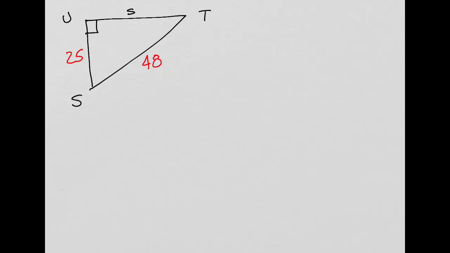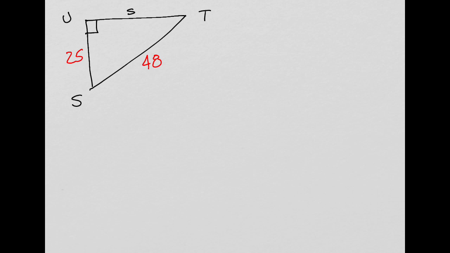To solve a right triangle means to find all three side lengths and the measures of all three angles. Certainly we know one of the angles is 90 degrees, so we're really just looking for the two acute angles. In this triangle, I'm given two side lengths, but neither acute angle. We can use those two sides that we know to find the measure of one of the acute angles.